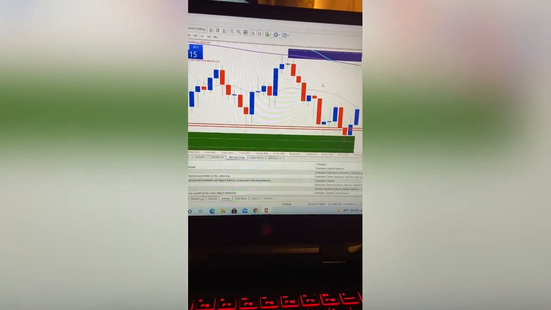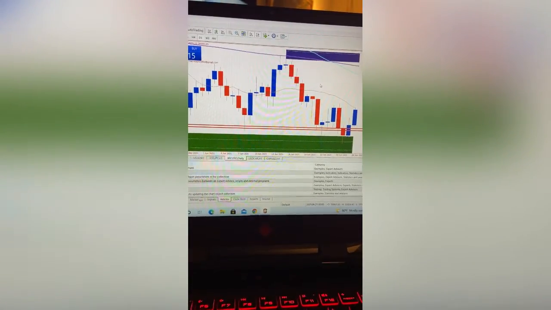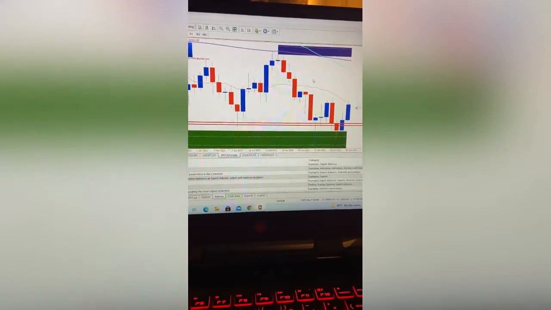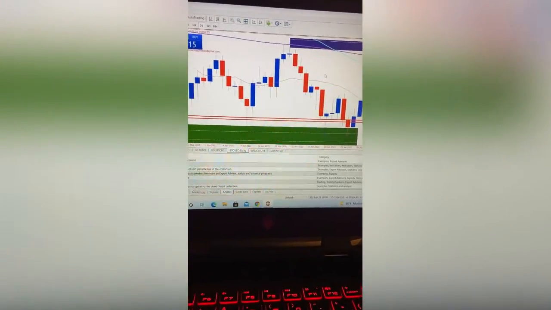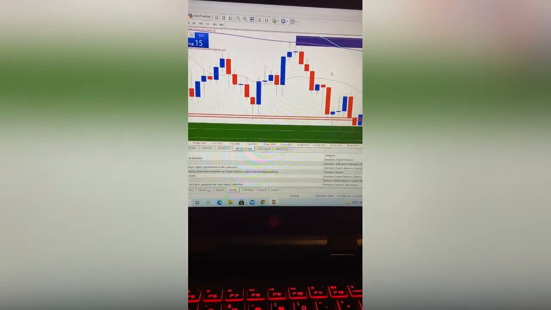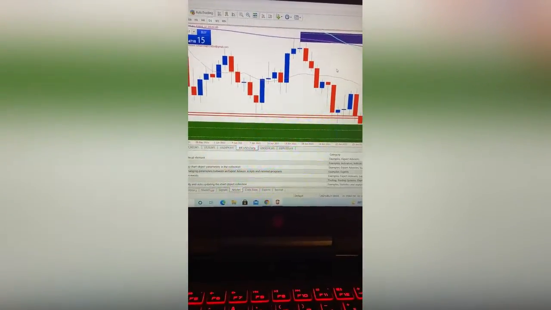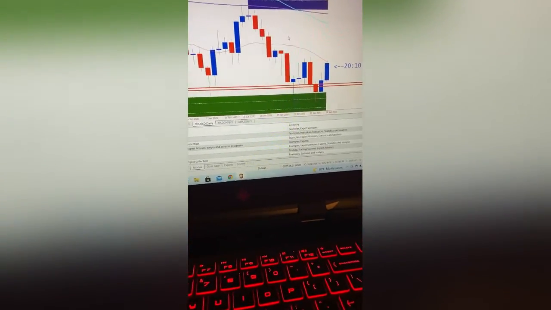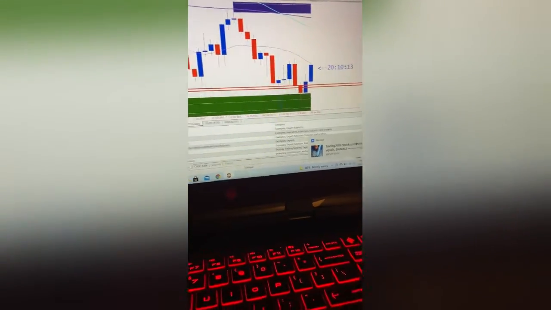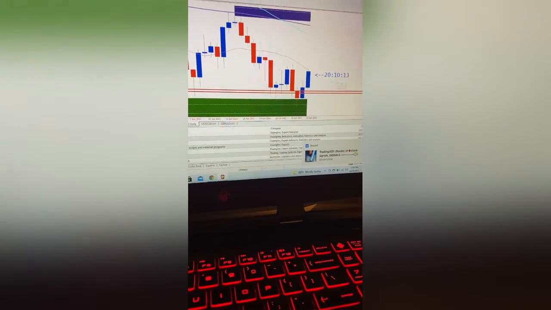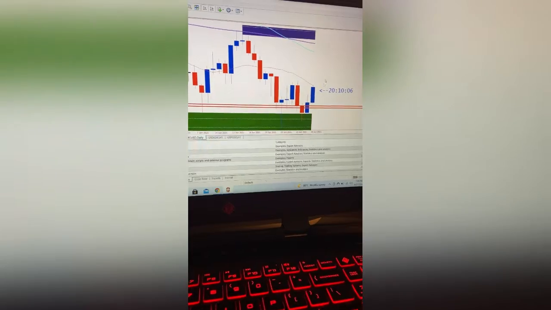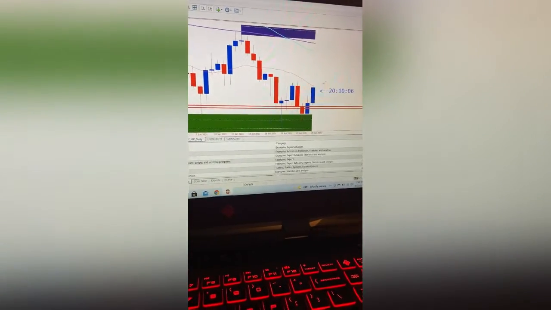People trade off of a line chart as well as candle charts, so just a heads up there. I have my candle timer here to help me know when another candle is about to form. Just a heads up with that.